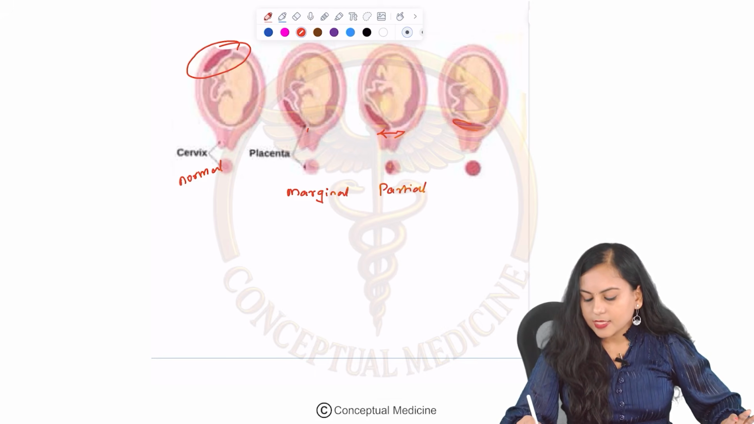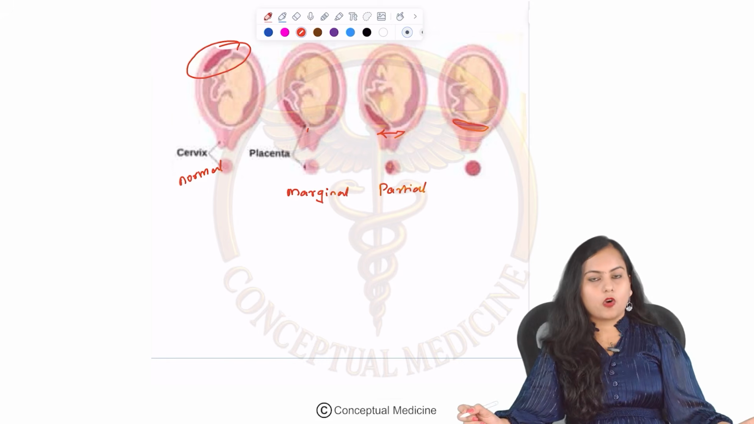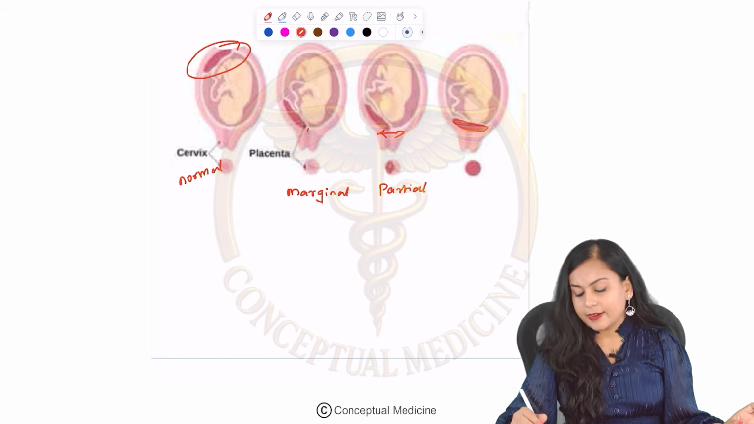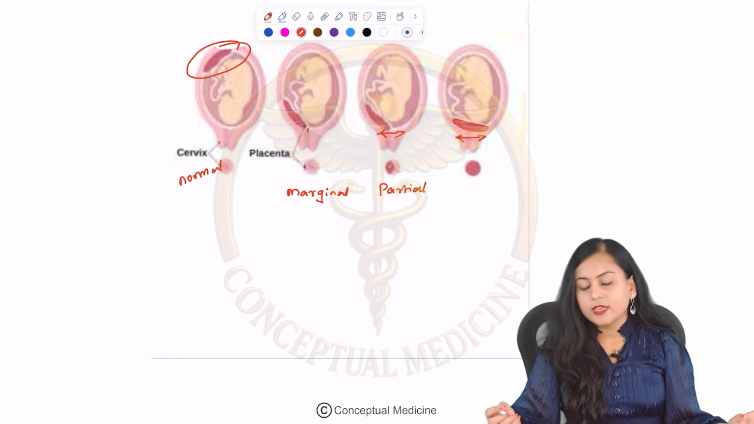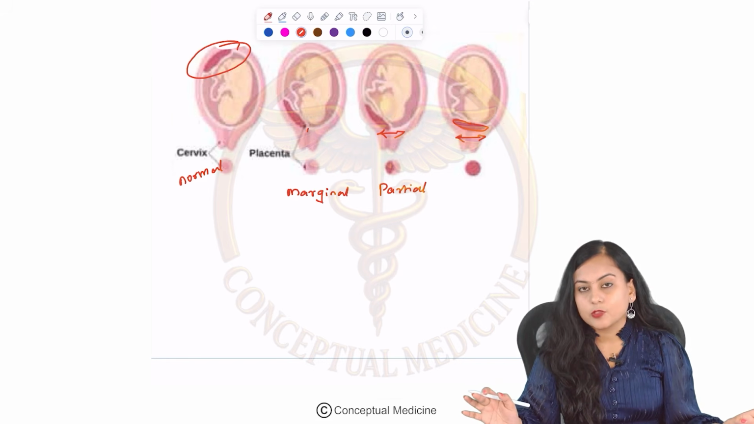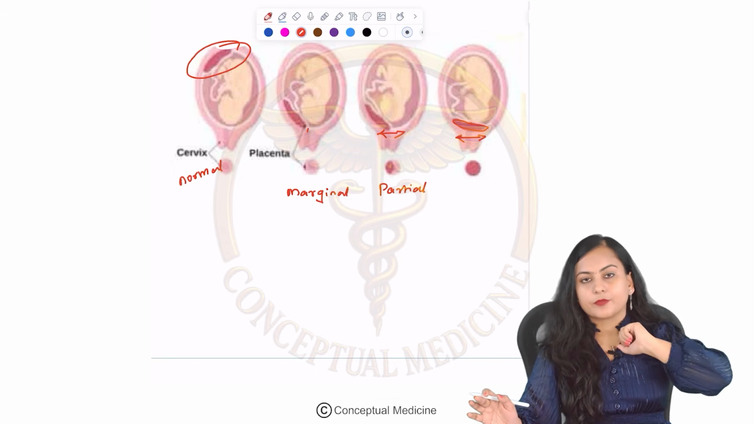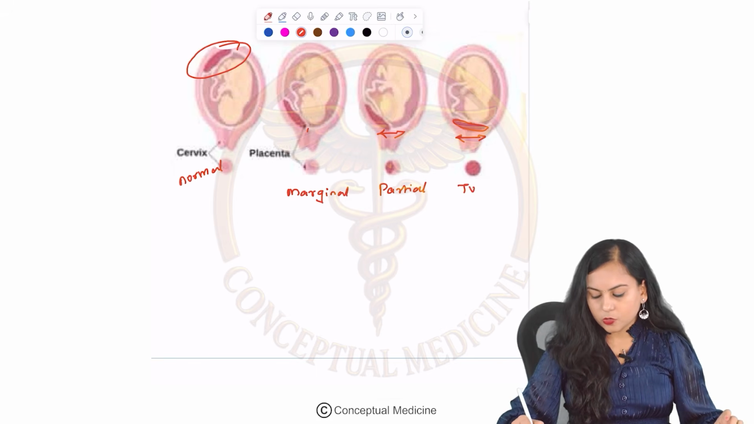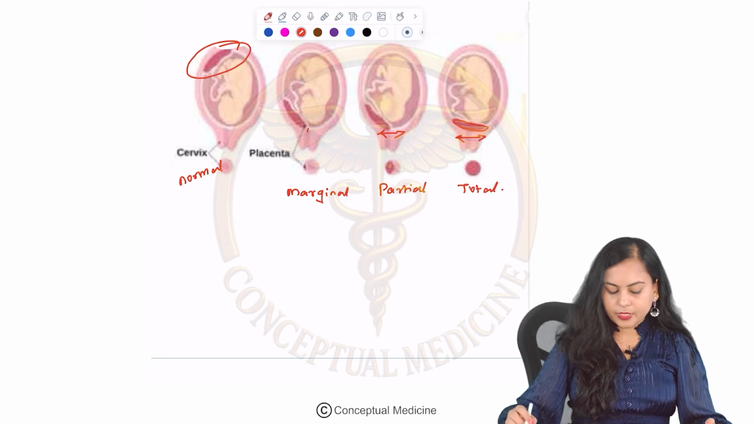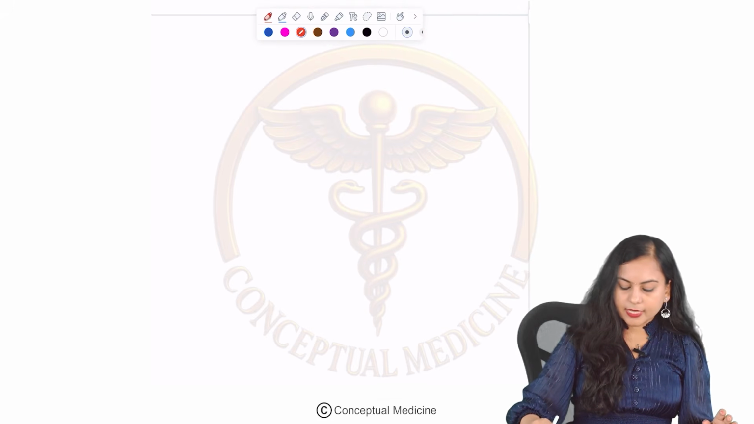And here, if you see, the placenta is completely blocking the internal os, so even if there is 10 centimeter dilatation, there is no change in the placental position. The fetus will be going and compressing the placenta directly. So this is going to be a total placenta previa. Clear? This is one of the oldest classifications.